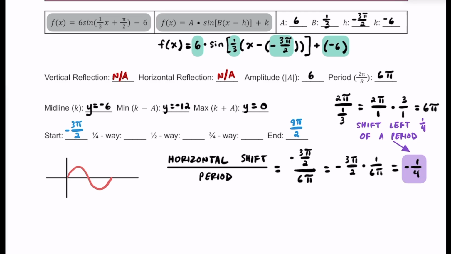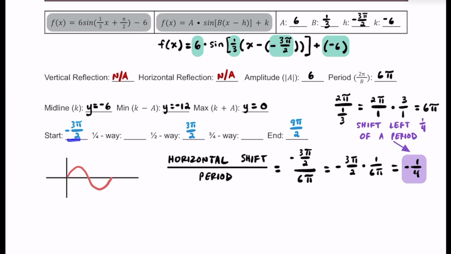Now, if you add 3 pi onto this negative 3 pi over 2, that's going to bring us to positive 3 over 2 pi. So I'm going to go ahead and write positive 3 pi over 2. Okay, it's exactly in the middle between the start and the end. And then what about the quarter way?